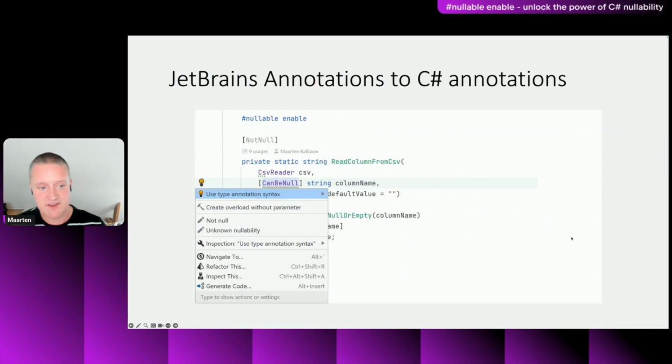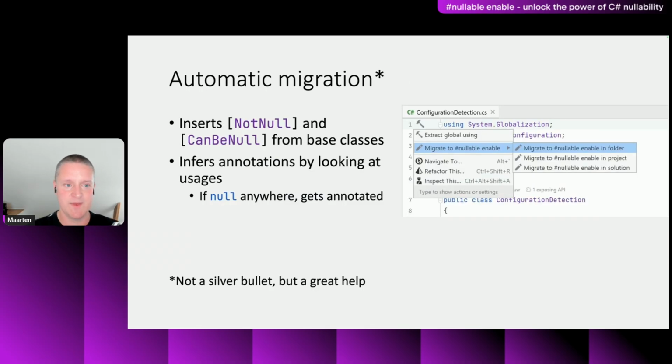If you have JetBrains annotations and you're using the JetBrains IDEs, you can say, okay, use type annotation syntax after you do an Alt-Enter. That's quite helpful to convert to compiler annotations if you want to do that. There's an automatic migration in the IDEs as well, where you can migrate to nullable enable for a project, for a file, for a solution, and so on.